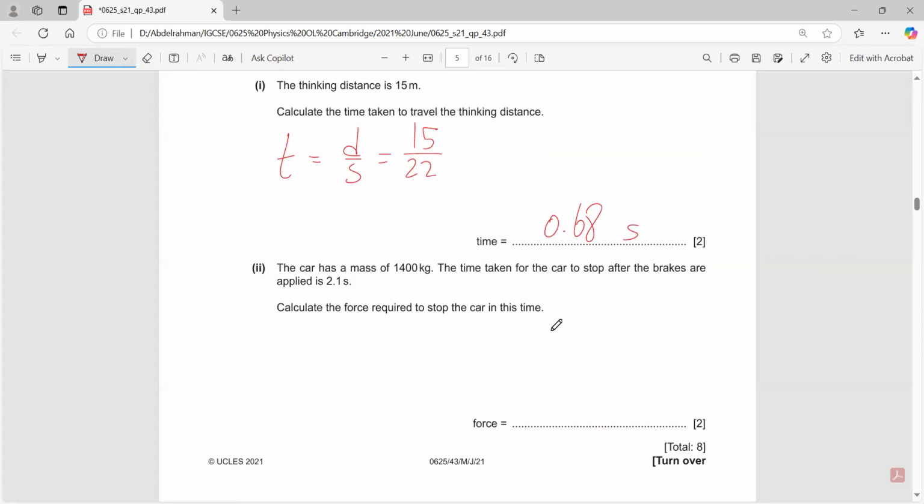The car has a mass of 1,400 kilograms. The time taken after the brakes are applied is 2.1 seconds. Calculate the force required to stop the car. How can I calculate the force? Any ideas? Find the force and time and mass. Probably you need to find the change in momentum.